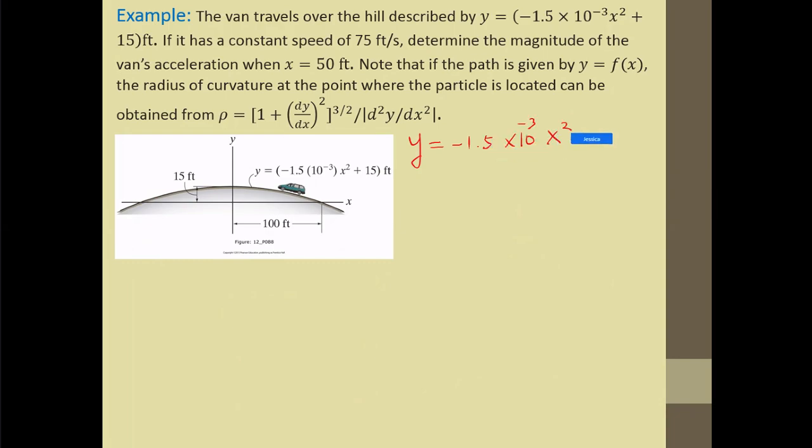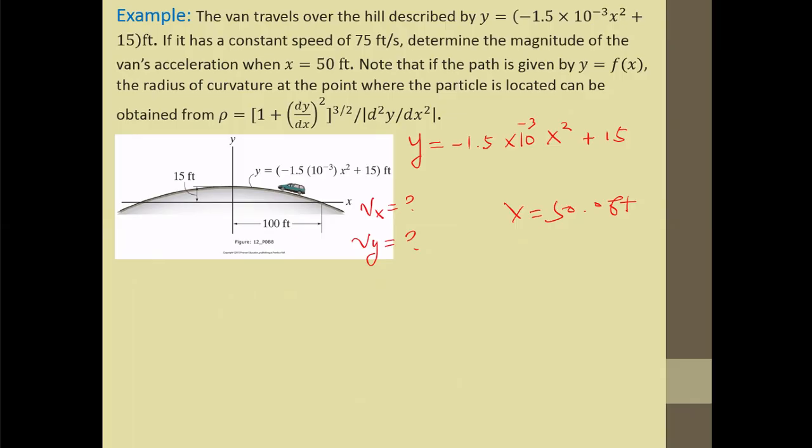That is the equation for the path. Question: when x equals 50. This is rectangular coordinates instead of normal and tangential. So we can solve exactly the same problem two ways, using xy coordinate components or normal and tangential components.